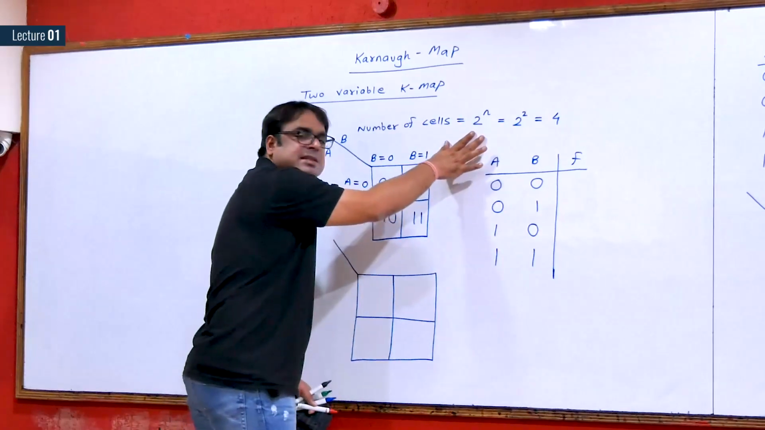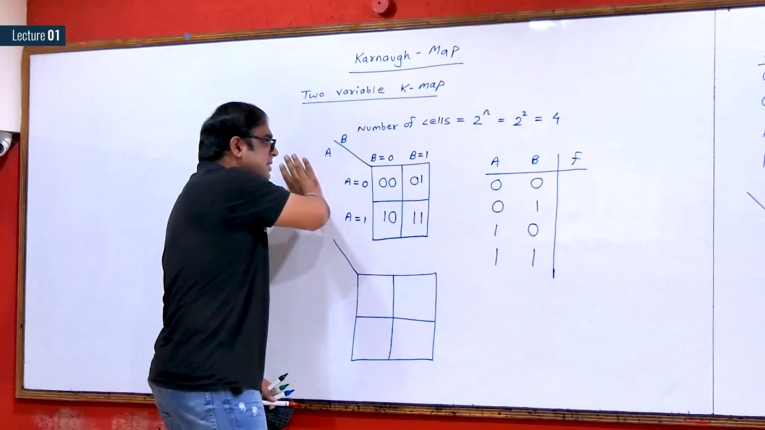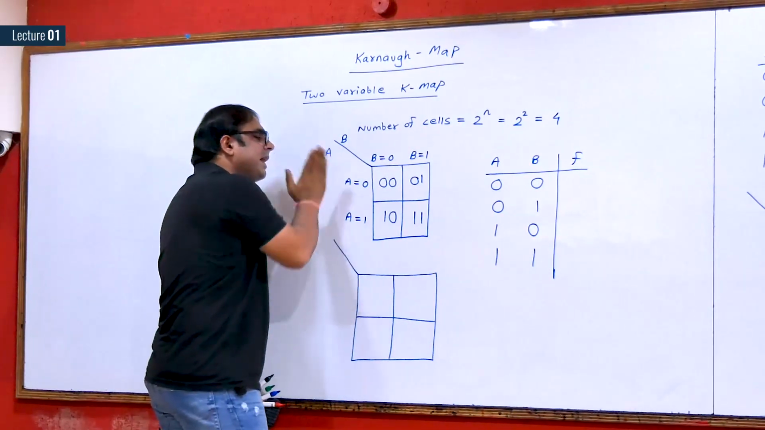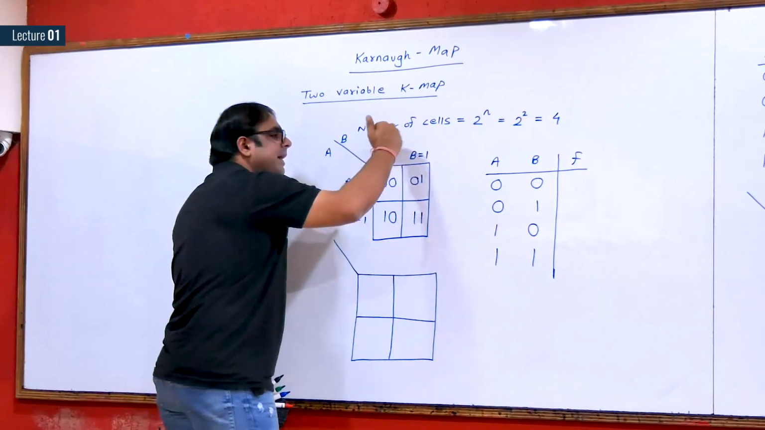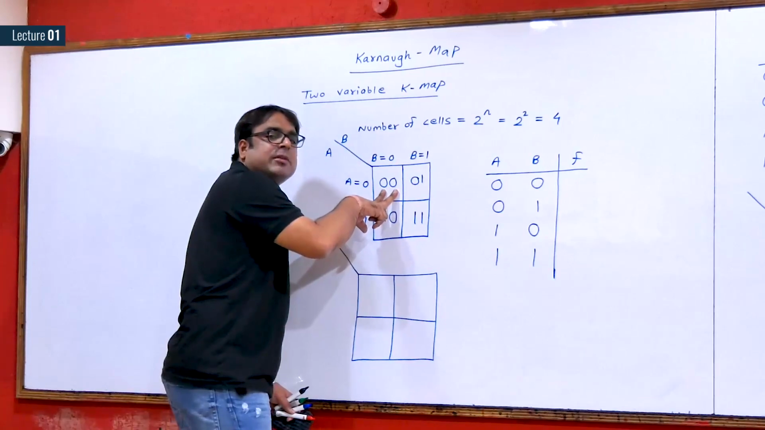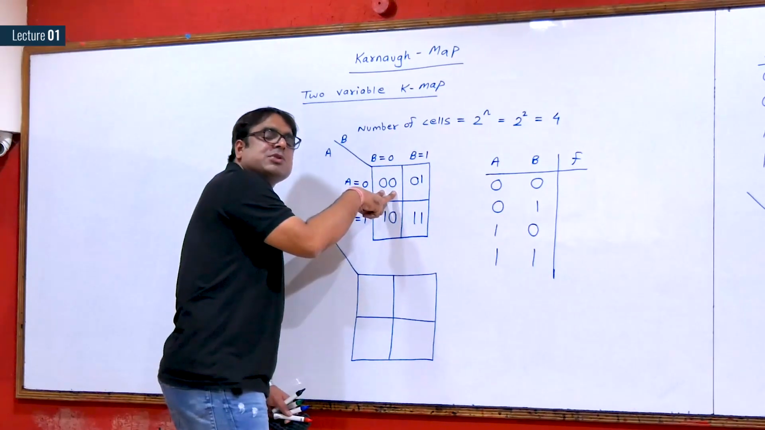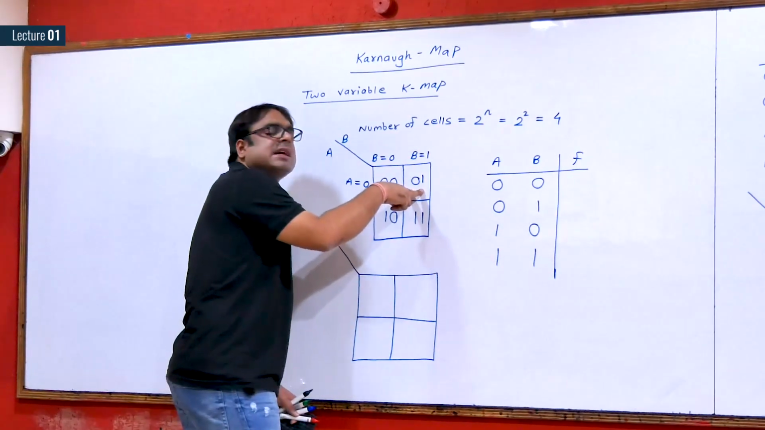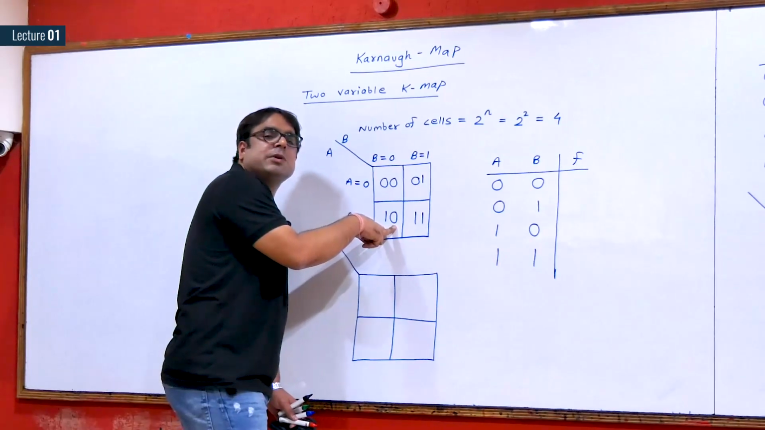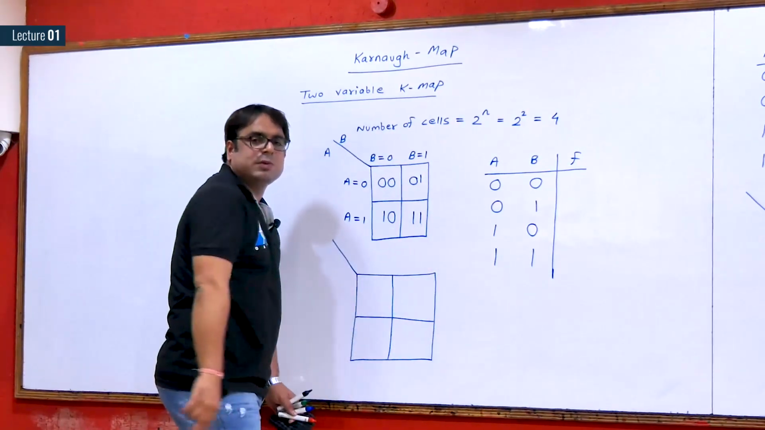See, there are 4 cells, and we have divided them in this particular format. This is variable A, this is variable B. So variable A can be 0, it can be 1, variable B can be 0, it can be 1. So I have written the combinations of A and B. This cell corresponds to A equal to 0, B equal to 0. This cell corresponds to A equal to 0, B equal to 1. This cell corresponds to A equal to 1, B equal to 0. And this cell corresponds to A equal to 1, B equal to 1.